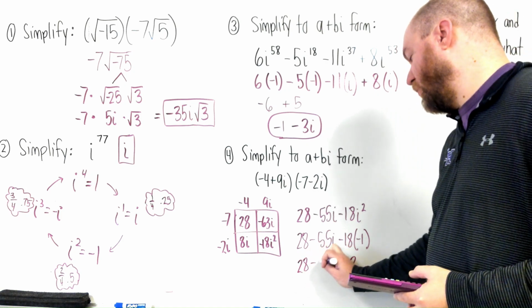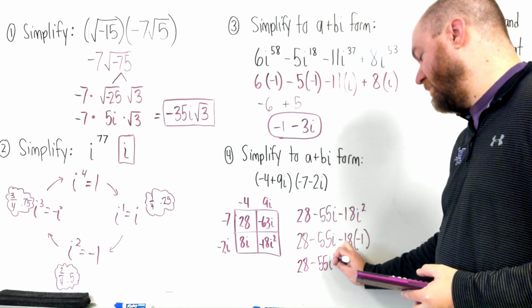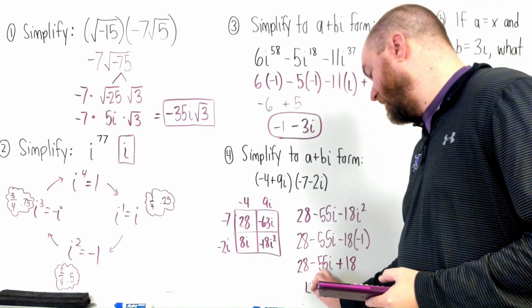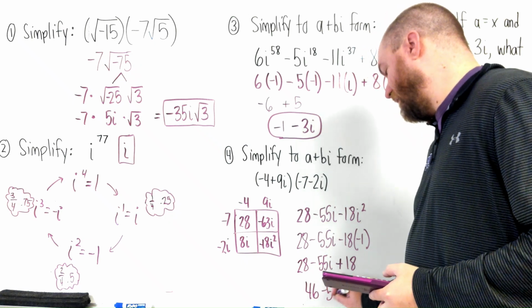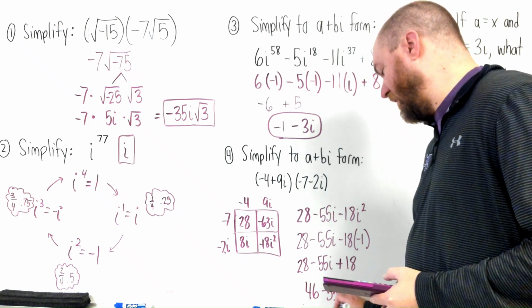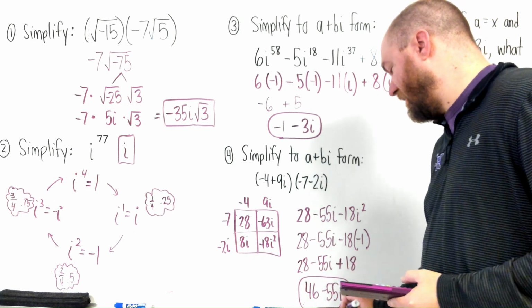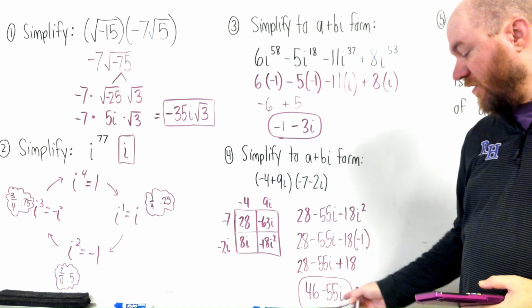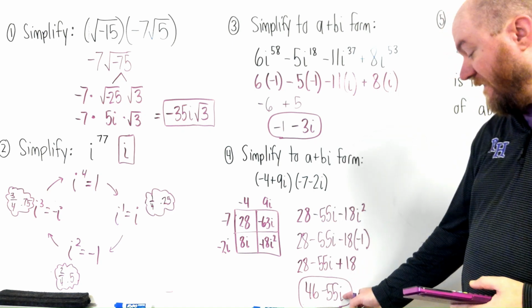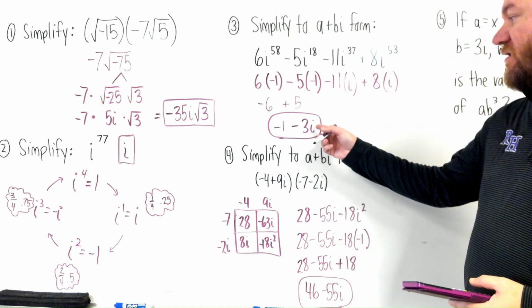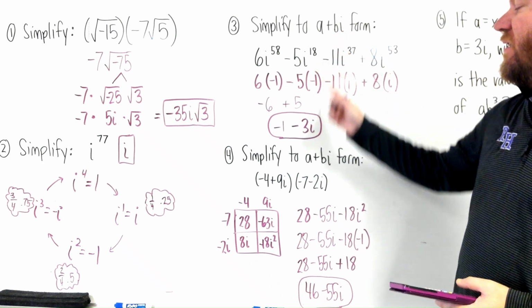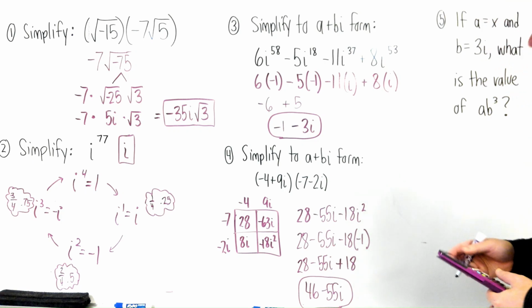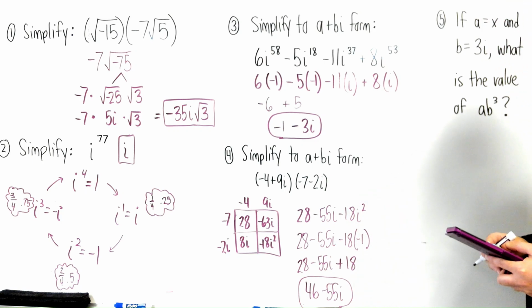And now I have some more like terms to combine here. 28 plus 18 is 46 minus 55i. That can't be combined with it, so that's just part of our answer. They said to write this in a plus bi form. That means make sure when you write your 2 terms, you put the i last. We did that on the last question too, a plus bi form, but the i last. So the answer to this one is 46 minus 55i.